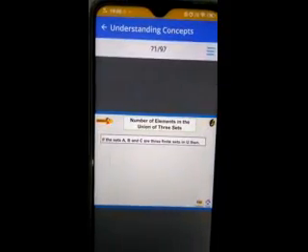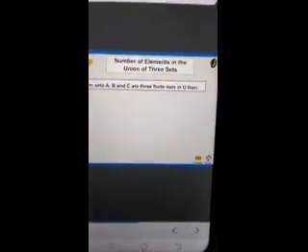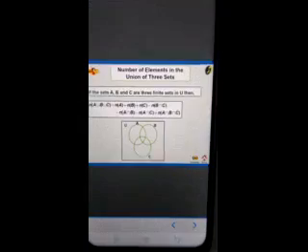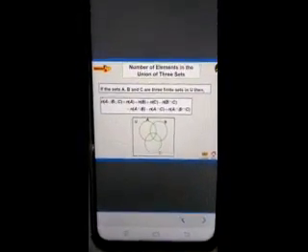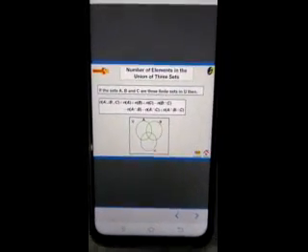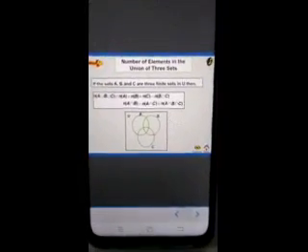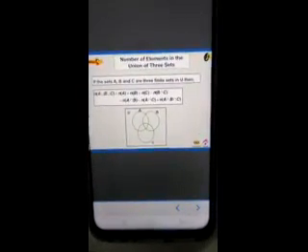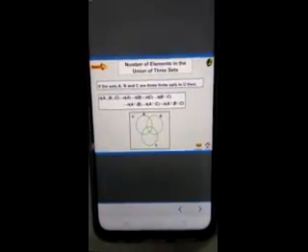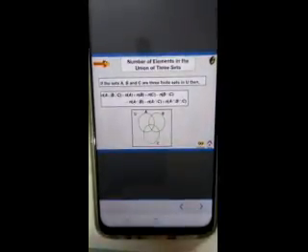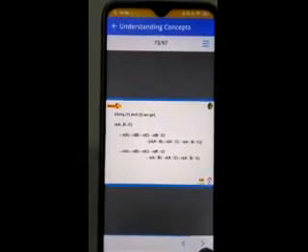Let us work. If the sets A, B and C are three finite sets in U, then the number of elements in A union B union C is equal to the number of elements in A plus the number of elements in B plus the number of elements in C minus the number of elements in B intersection C minus the number of elements in A intersection B minus the number of elements in A intersection C plus the number of elements in A intersection B intersection C. We get the desired result.